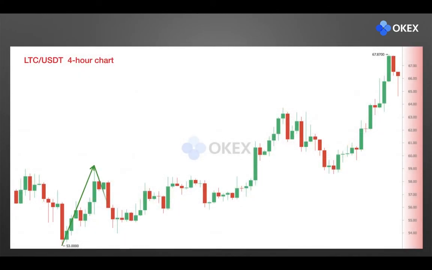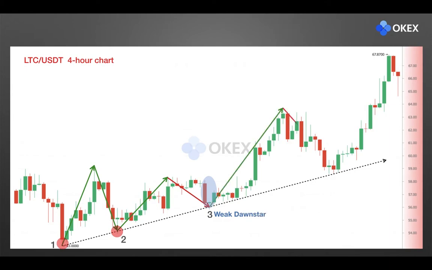In this LTC to USDT trading pair 4-hour chart of OKEx, if we connect the two low price points with a line, we can see that a morning star shows up when the price reaches the line the third and the fourth time, and the price rises afterwards.